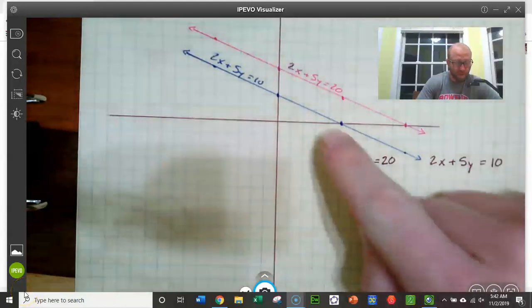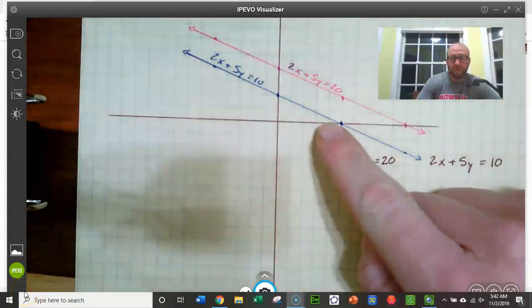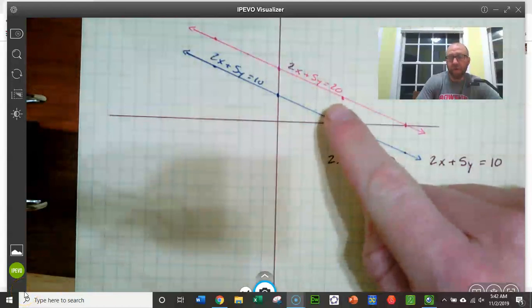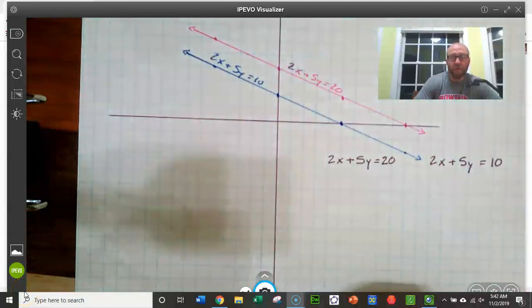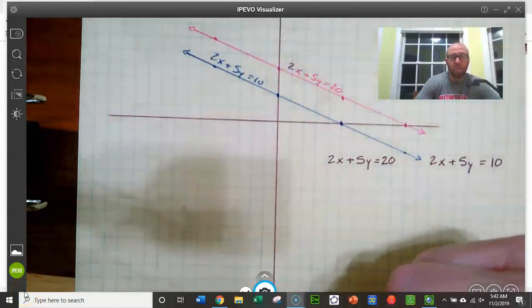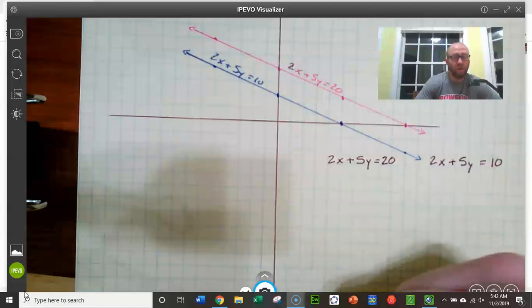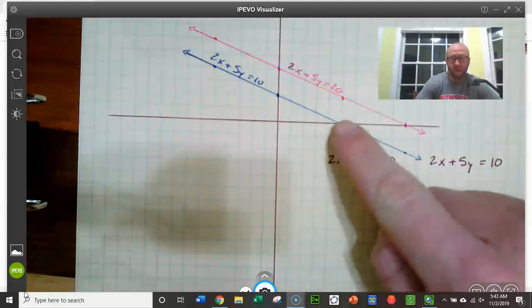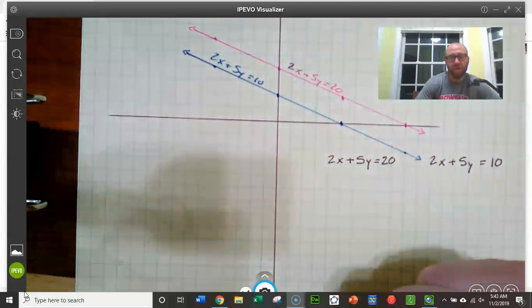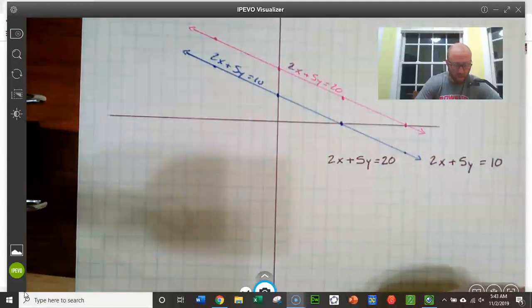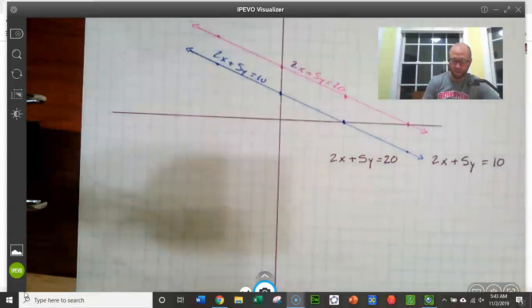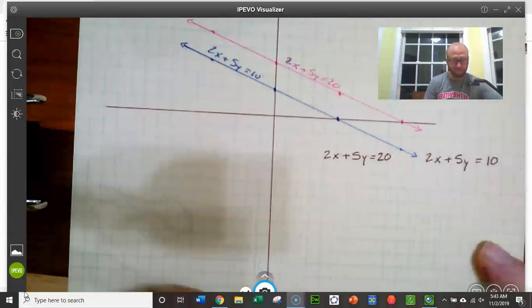All right. We have two lines, 2x plus 5y equals 10, 2x plus 5y equals 20, and we are asked to describe multiple vector translations that will map the first line onto the second one. Now, first of all, let's just real quick review how to graph these lines.